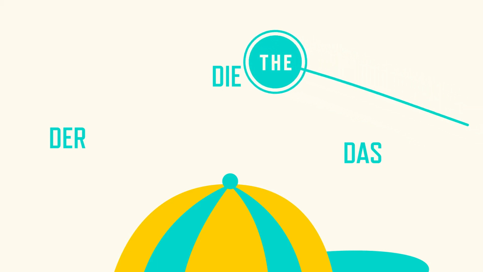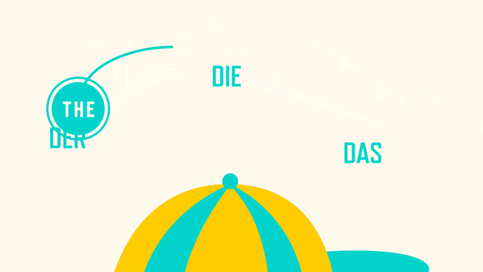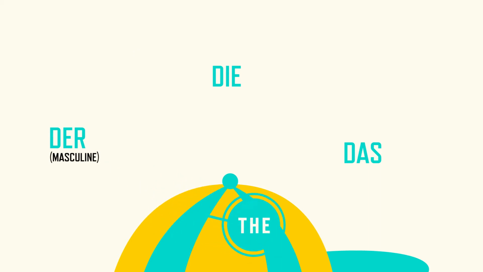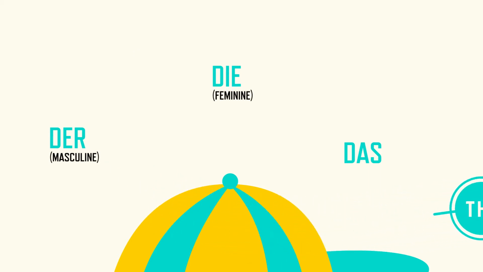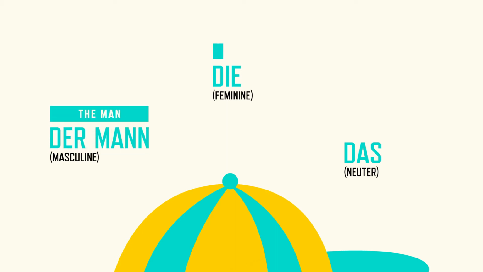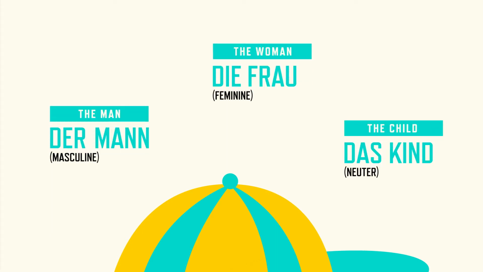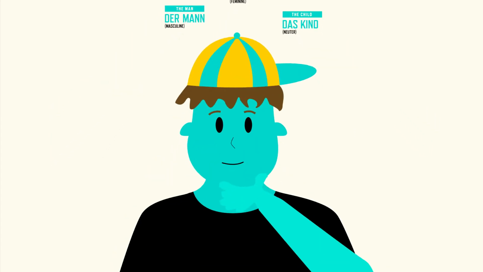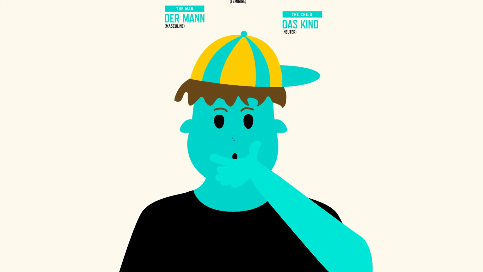For those of you who already have basic German knowledge, you probably know that der is for masculine nouns, die is for feminine nouns, and das is for neuter nouns. Der Mann, die Frau und das Kind. Yup, simple as that. But have you thought about what exactly defines these? Let's dive in a little deeper, shall we?